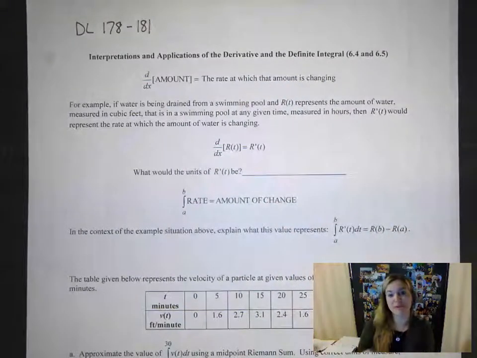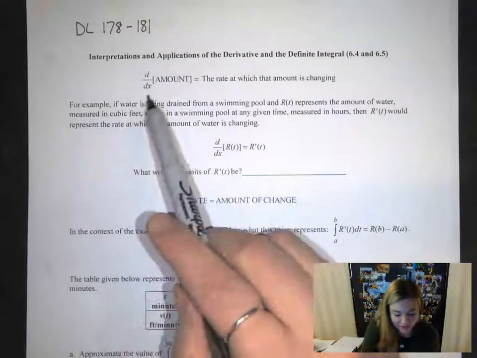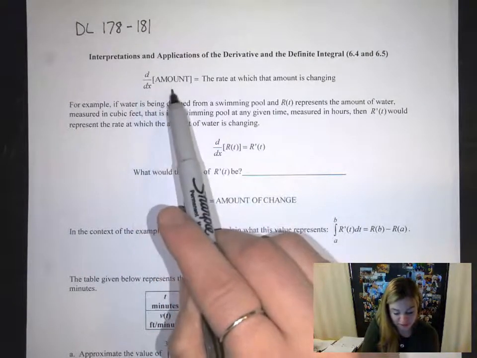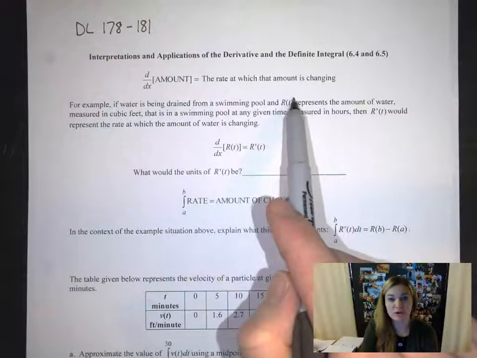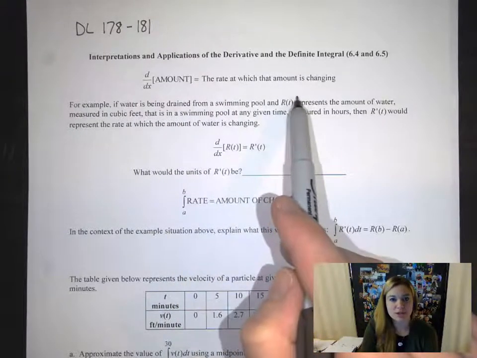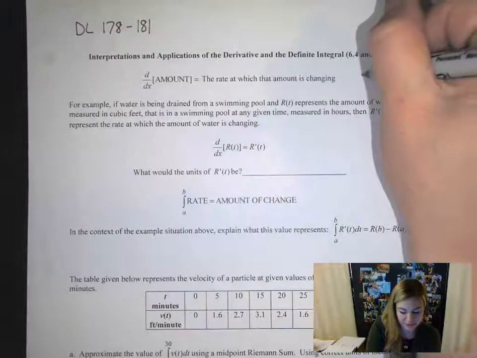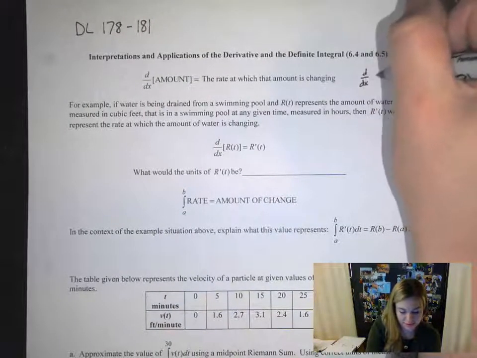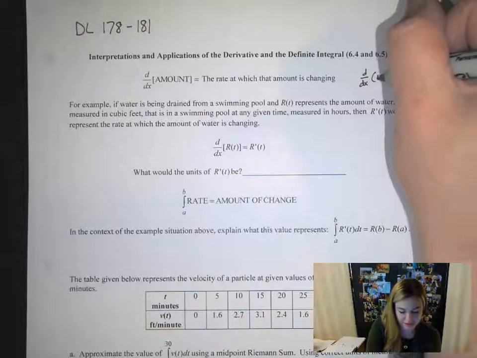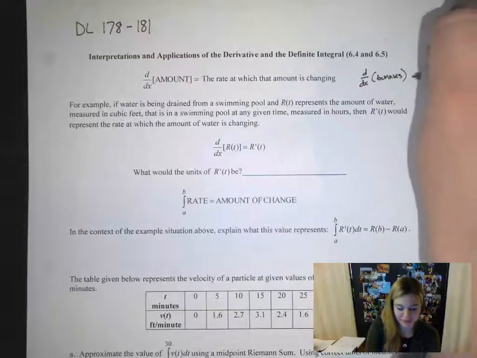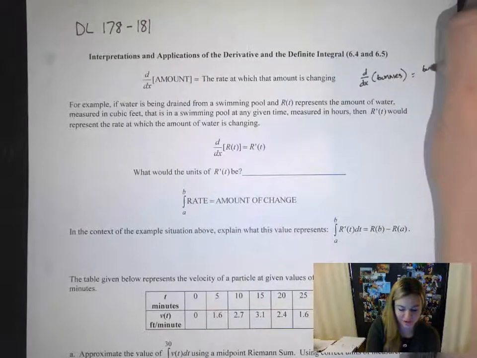So we're going to be going back and forth from the derivative to the definite integral. So if I take the derivative, remember, this just seems like the derivative of an amount. We get the rate at which the amount is changing. So if I take the derivative of the number of bunnies, for instance, I get some bunnies per unit of time, like bunnies per hour, per minute, or whatever.